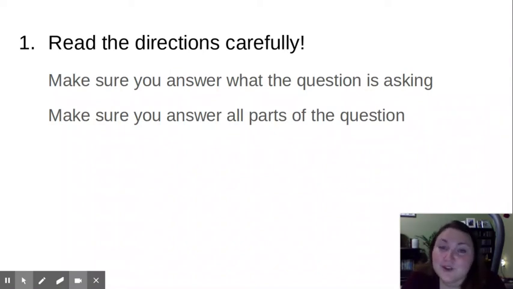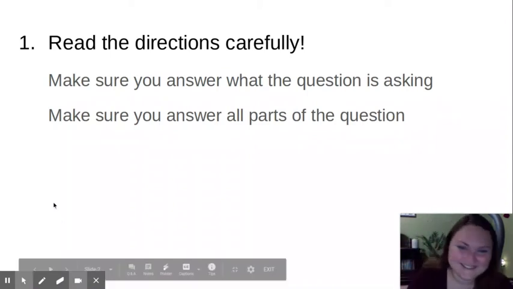An easy way to make sure you're doing both of those is after you've written your answer, you've chosen your answer, whatever it may be, go back and read through the question just one more time to make sure you are addressing everything you need to address and you're answering everything you need to answer. So this is the first thing on our list.